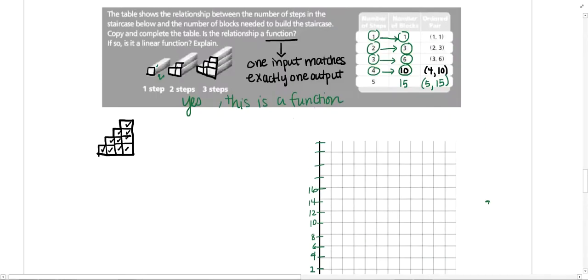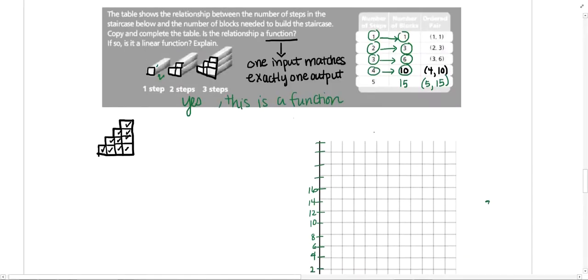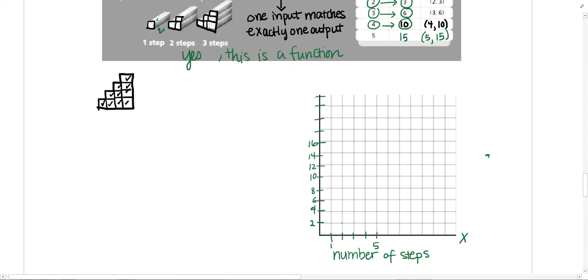Okay, so let's plot these points, and we can see what the graph looks like. Graphing it is one way to determine if something is linear. It's not the only way. All right, so 1 step, 1 block. So 1 block would be halfway in between. 2 steps is 3 blocks, so halfway in between 2 and 4. 3 steps is 6 blocks. 4 steps is 10 blocks. And 5 steps is 15 blocks.